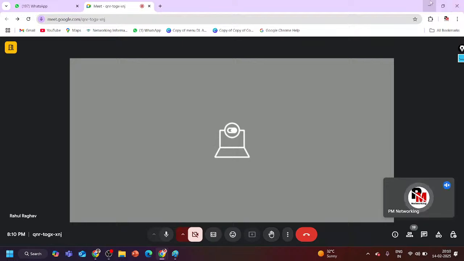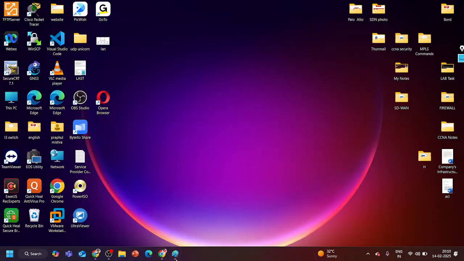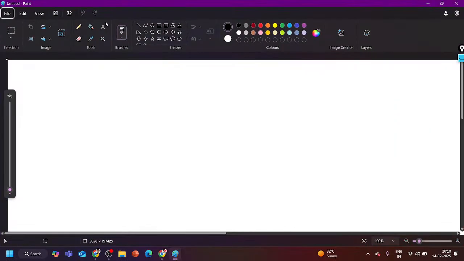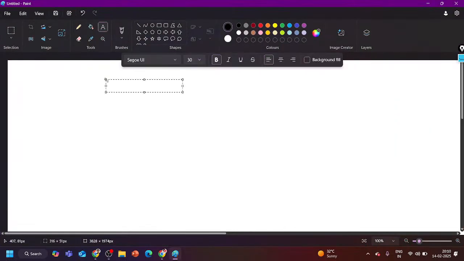What is VRF Lite? Do you have any idea about it? VRF Lite? No, sir. Anyone have an idea about VRF Lite? Yes, sir. Basically, VRF Lite is called when we are using BGP without MPLS. Am I correct?